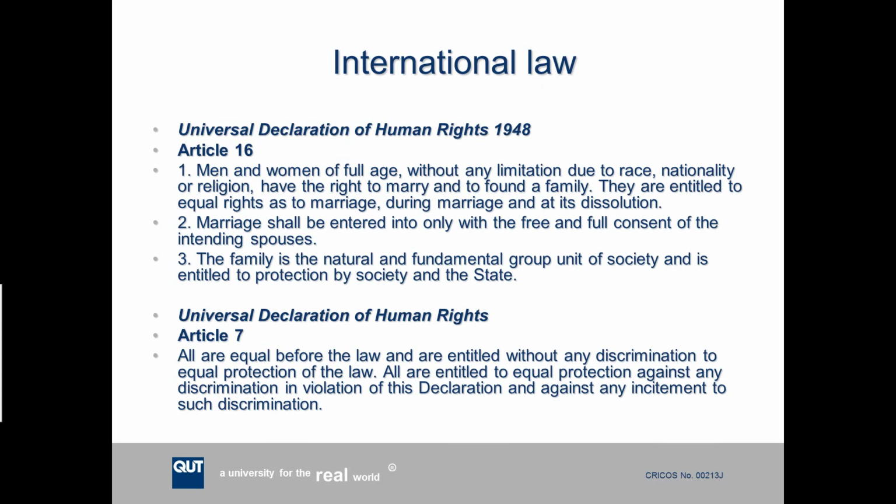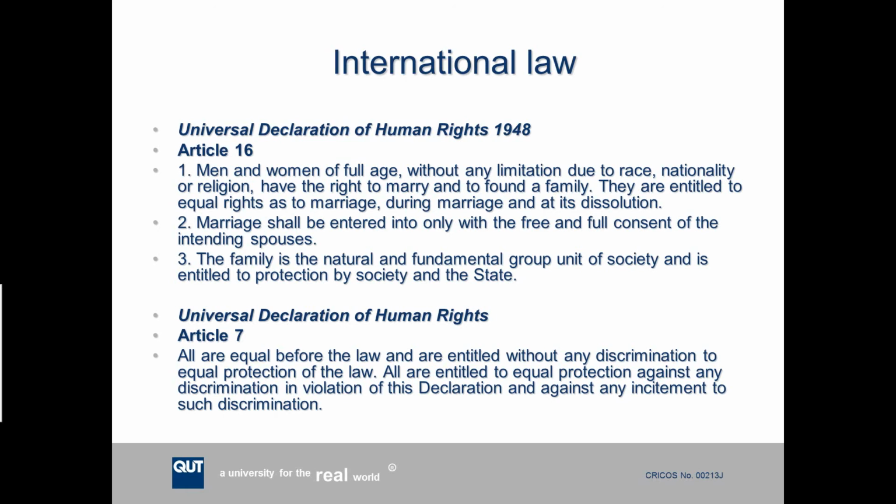In international law, there are different arguments that can be put forward, particularly under the Universal Declaration of Human Rights. For example, Article 7, it might be argued, says all are equal before the law and are entitled without discrimination to the equal protection of the law. So that's an argument for same-sex marriage, that a same-sex couple shouldn't be discriminated against. They should also have the right to marry under the law.